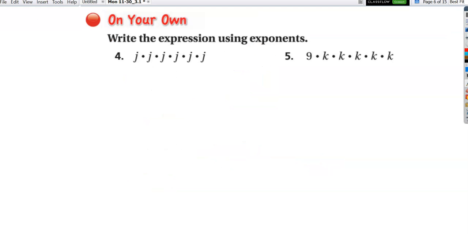All right, now we're on to the OYO. So this is OYO, and I want you to pause the video and I want you to try. Remember, I'm just asking you to rewrite the expression using exponents. Go ahead and pause it, and then I'll go ahead and continue.